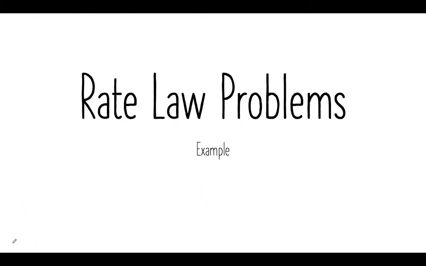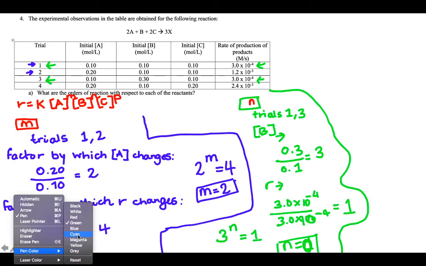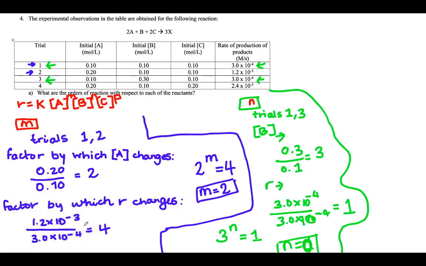All right, let's change our colors. Pen color, let's do magenta for P. Same thing, going to choose two trials where concentration of A is consistent, concentration of B is consistent, and those two trials are 2 and 4, it looks like. So A stays at 0.2, B stays at 0.1.